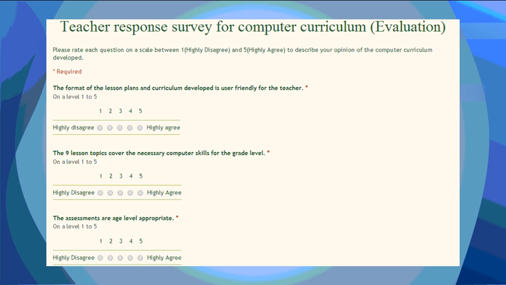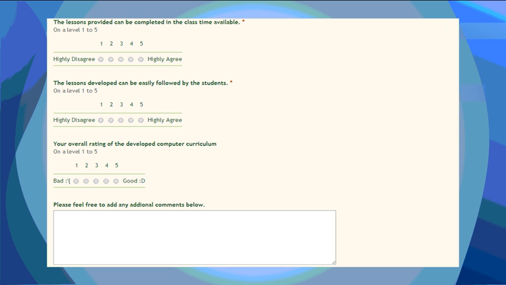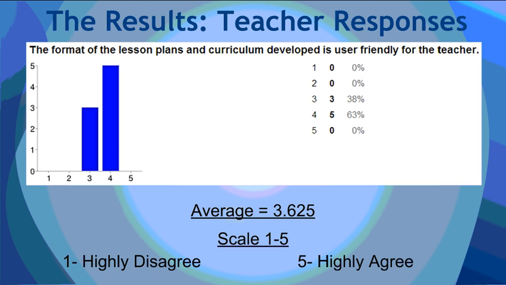Here is our form where we had them evaluate on a scale of 1 to 5, from highly disagree to highly agree. And you'll notice that on the second part of that, we have a spot for them to put any additional comments. So we'll go through it question by question.